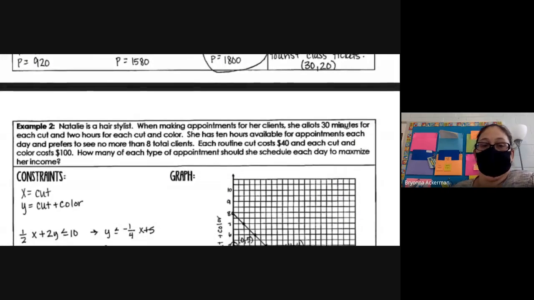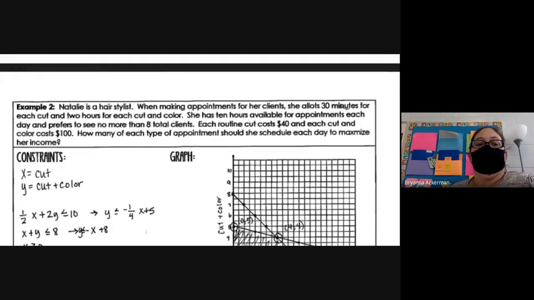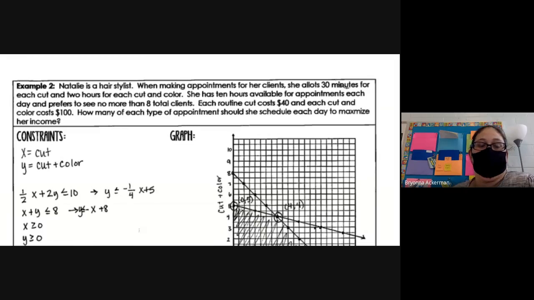So let's say cuts are X and cuts and colors are Y. And to do it in hours, X is a half hour. So that's why it's a half, okay? It's only 30 minutes. So we did a half X plus 2Y is less than or equal to 10 hours. So we get this line here. Then we have that she can only have 8 customers, 8 or less. So X plus Y has to be less than or equal to 8.